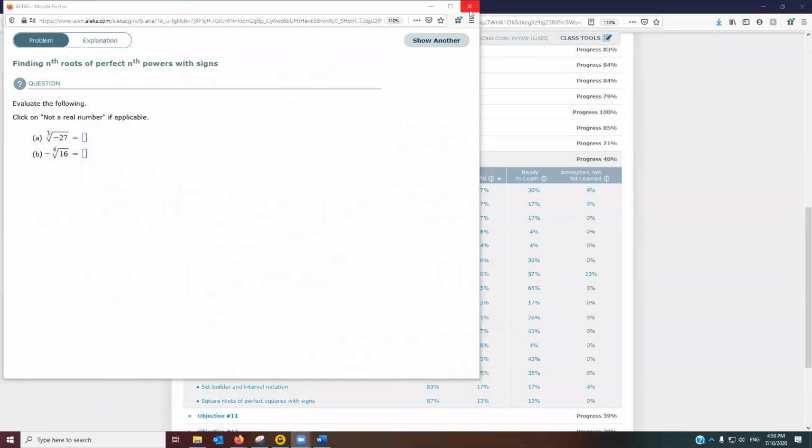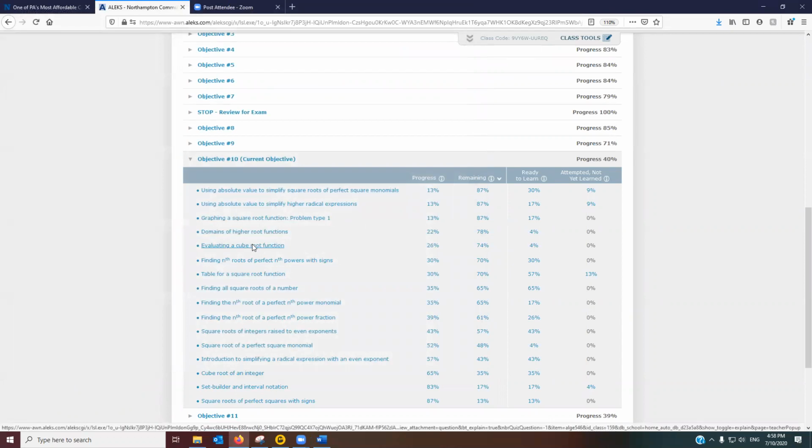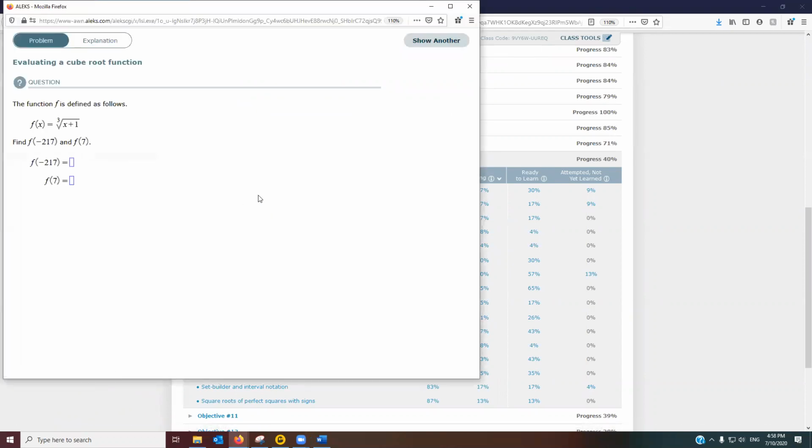Let's go to another one. Let's take a look here. It says evaluating a cube root. All right, so remember, a cube root is just asking you to figure out what number times itself 3 times equals the number 8. Well, I know that 2 times 2 times 2 equals 8, so this answer is 2.